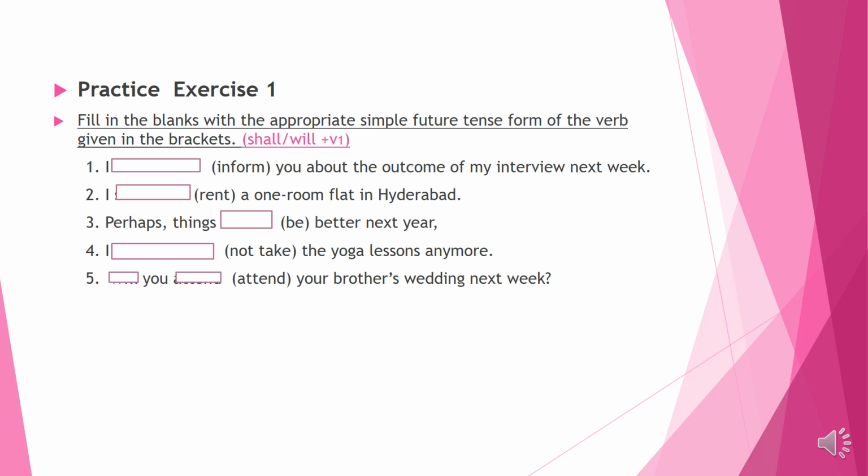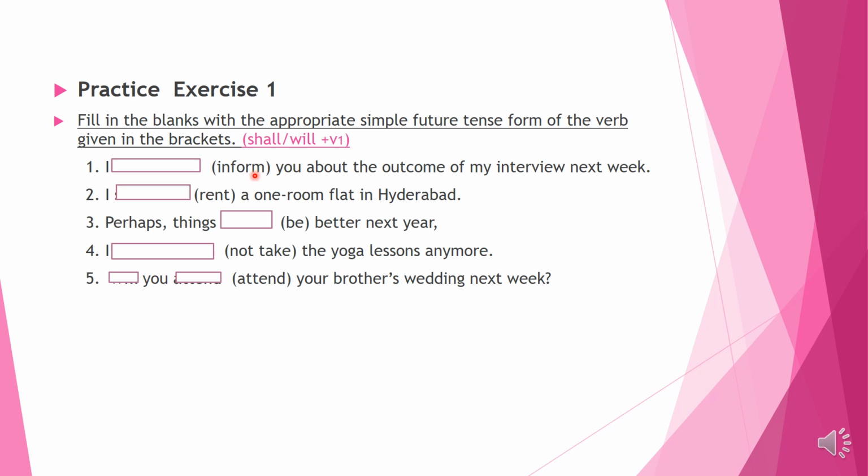Practice exercise 1. Fill in the blanks with the appropriate simple future tense form of the verb given in the brackets. First one, I dash inform you about the outcome of my interview next week. Here children, simple future tense means shall or will plus V1. Here the bracket word is inform. Inform is the V1 form. And before inform, we have to use shall or will.